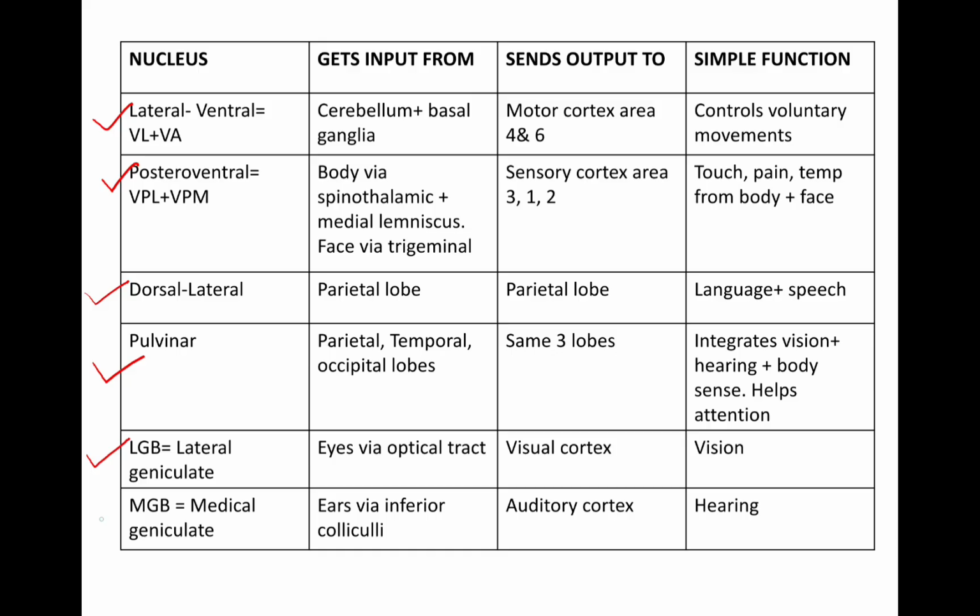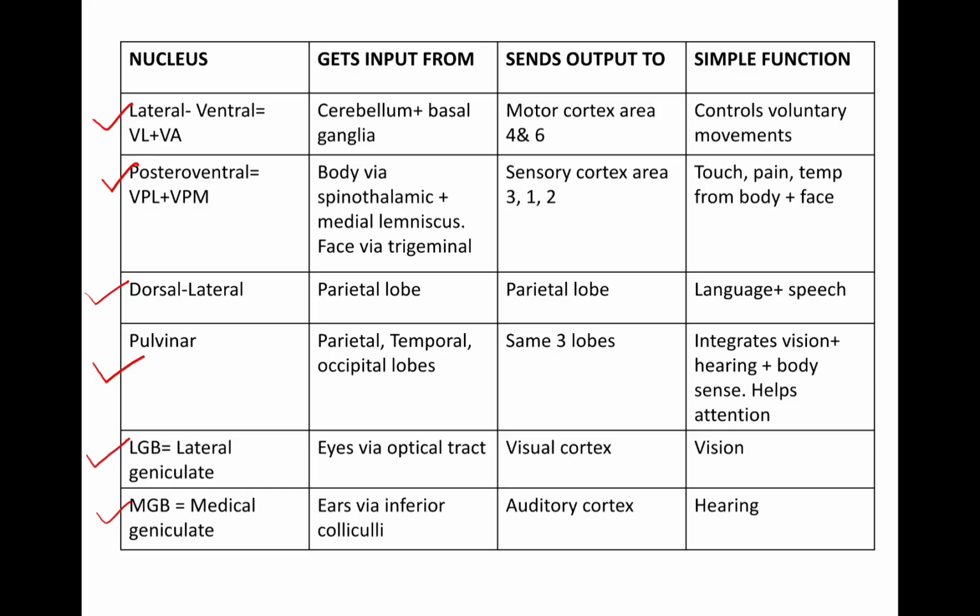Next is MGB, which is medial geniculate. Now medial geniculate gets input from ears via inferior colliculi. It sends output to where? To the auditory cortex, right? And the simple function which takes place here is hearing. This is how you can remember. Take a note of this table.